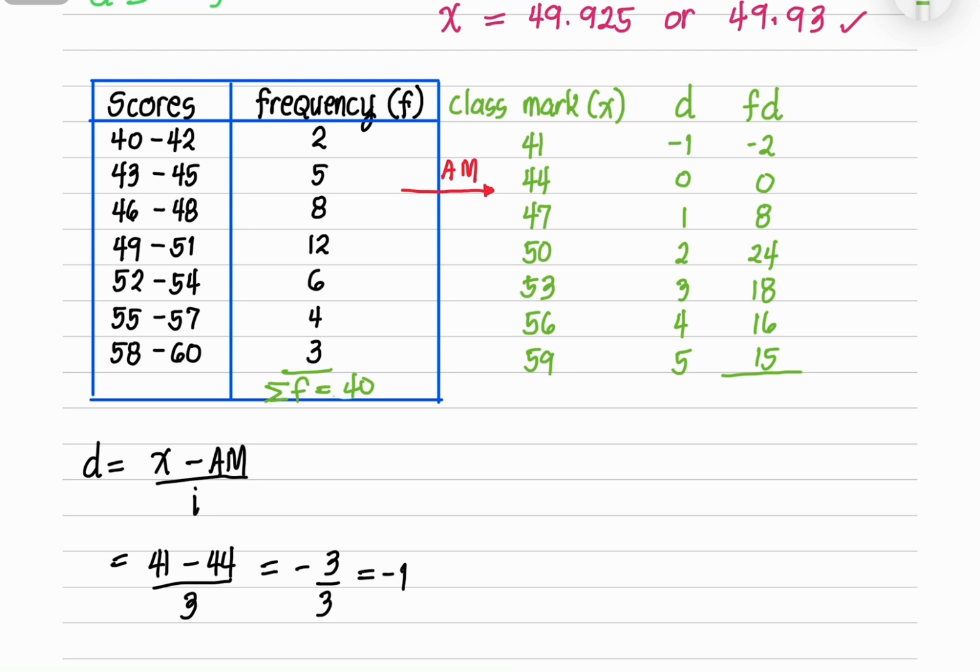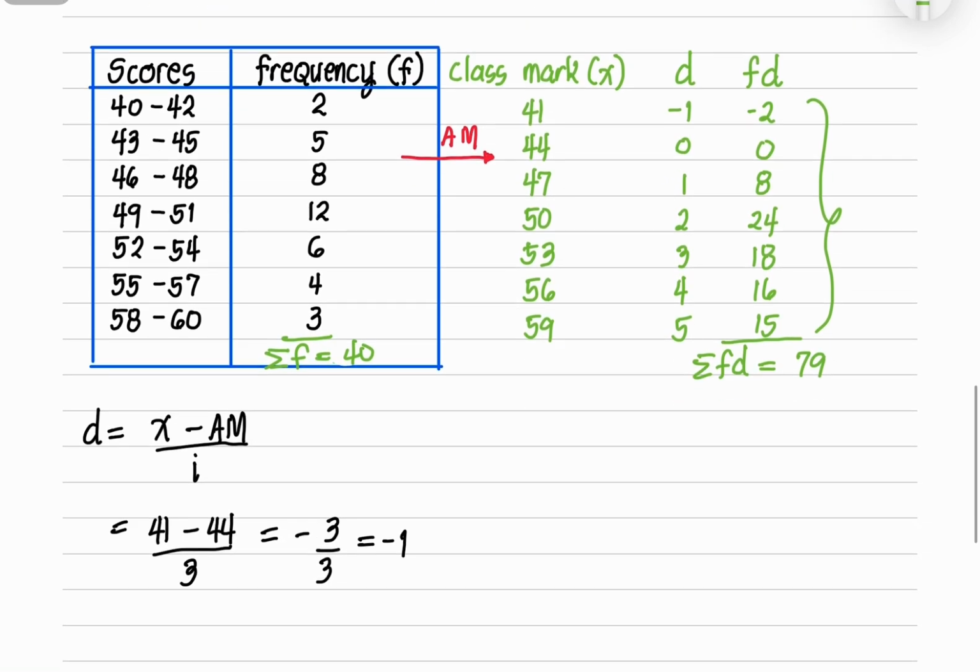So, dito guys, sa last column natin, we need to get the summation ng FD natin. Kasi yon ay nakalagay sa formula. So guys, kapag tinotal natin to, so negative 2 plus 0 plus 8 plus 24 plus 18 plus 16 plus 15. So ito ay all in all 79. Gets? So, my question is, can we now solve the sample mean? Yes. Since lahat ng mga values dun sa formula natin ay meron na. No?